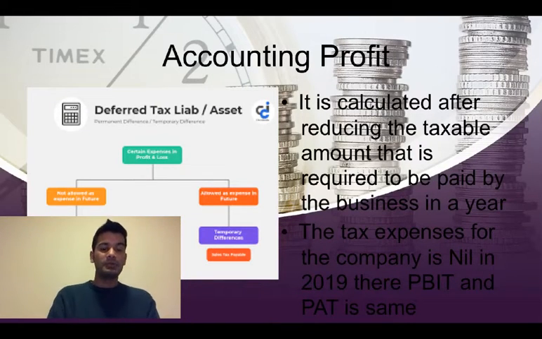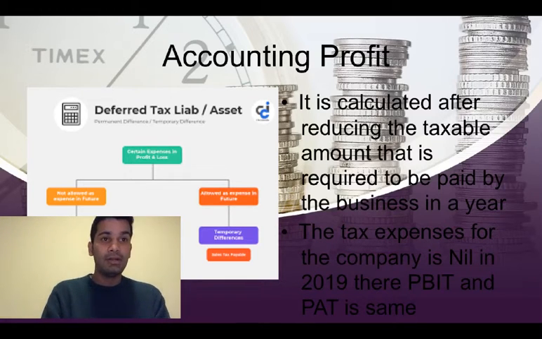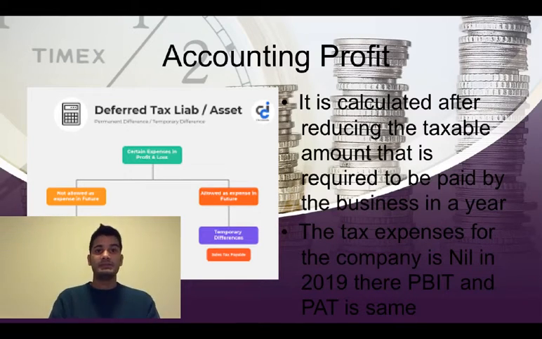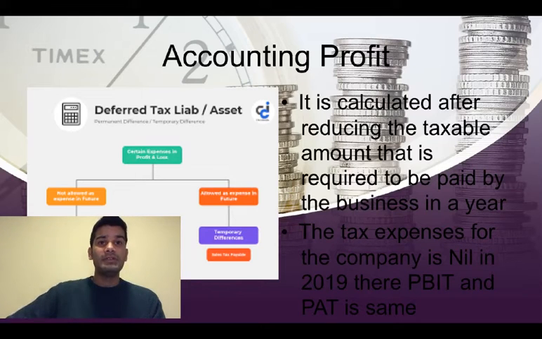In this slide, I'm going to discuss the accounting profit. The accounting profit for a business is also known as the profit after income tax. It is the amount from which the net taxable income is deducted at the statutory taxable rate to derive this figure every year by the business. It is calculated after reducing the taxable amount that is required to be paid by the business in a year. The tax expense for the company is nil in 2019. Their PBIT and PAT are the same.